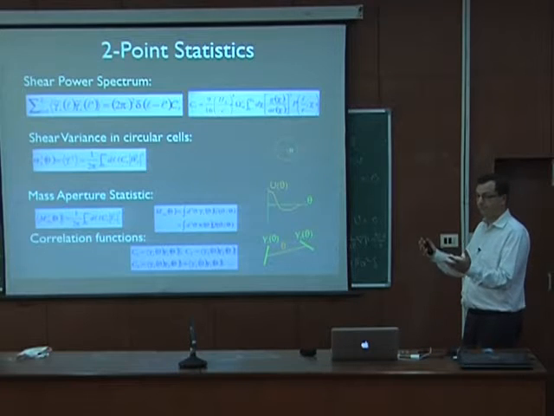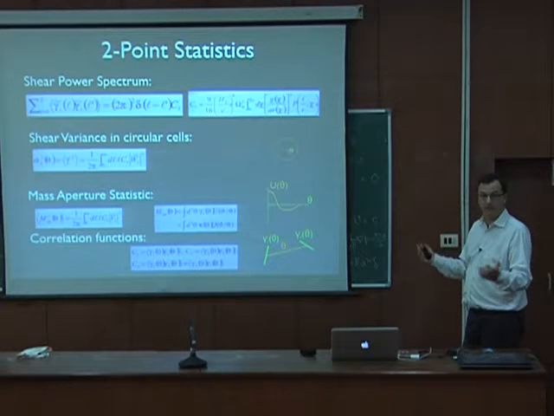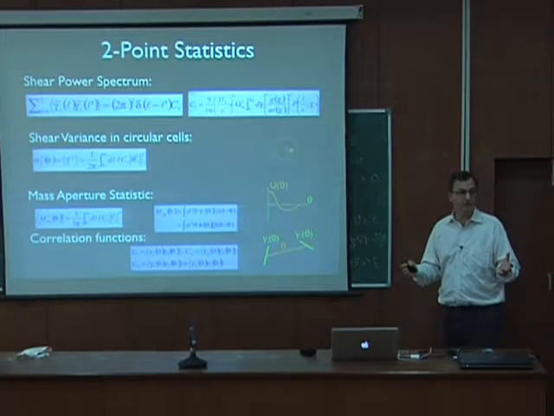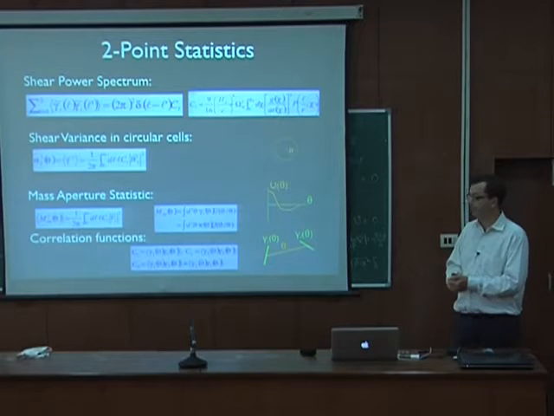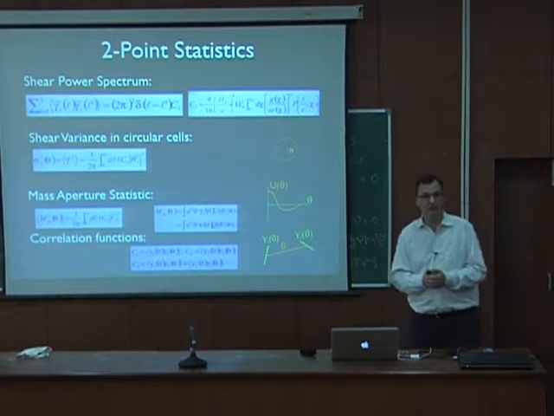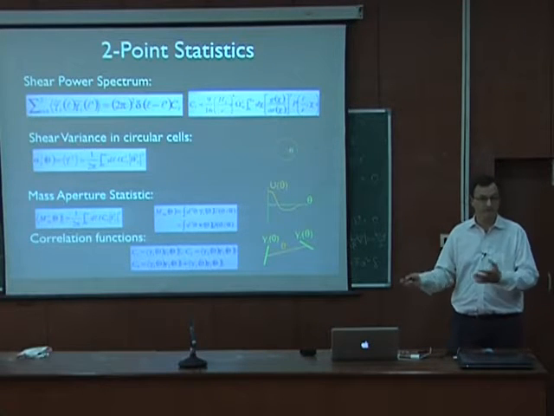Now, if the shear field is Gaussian, that's all the information there is. All the information is encoded into the two-point function. If the shear field is not Gaussian, then you have extra information. I'll come back to that in a minute.